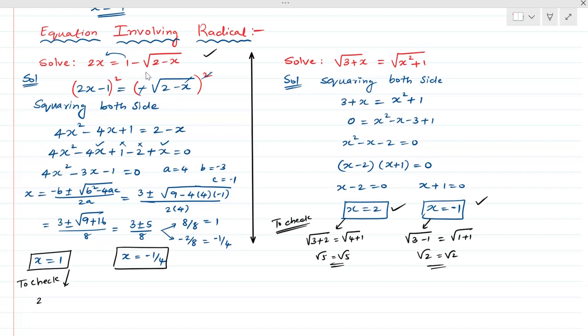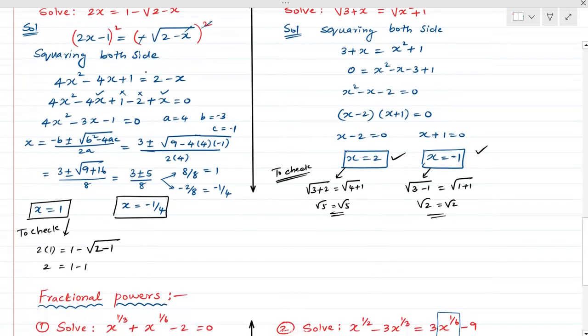You will get 2 into 1, then 1 minus square root of 1 minus, here we have 1. This is 2 minus 1. So the answer is 2. Here the square root of 1 is 1. So the answer is 2 equals 0, which is not possible. Therefore, it is not a solution.